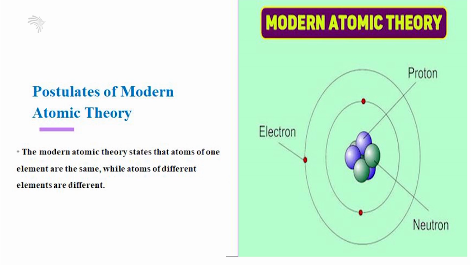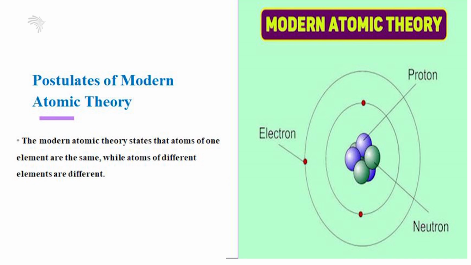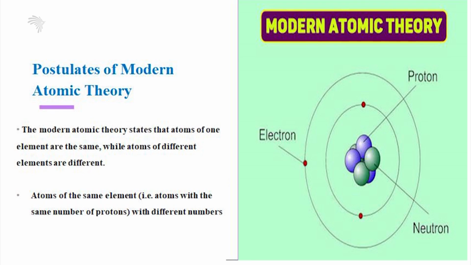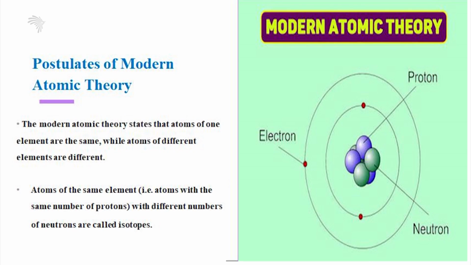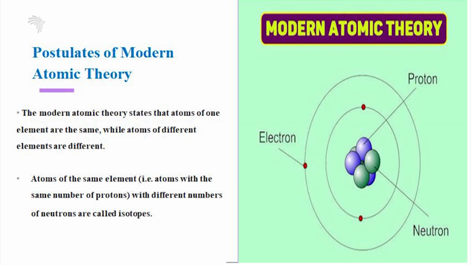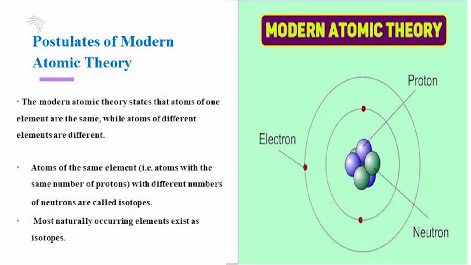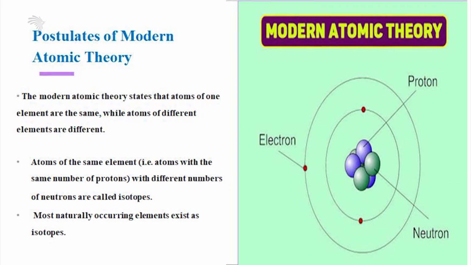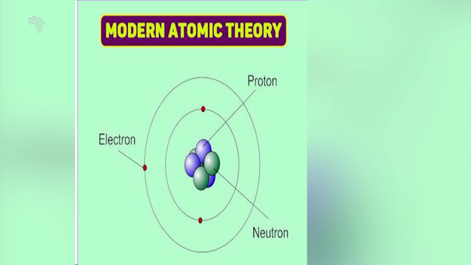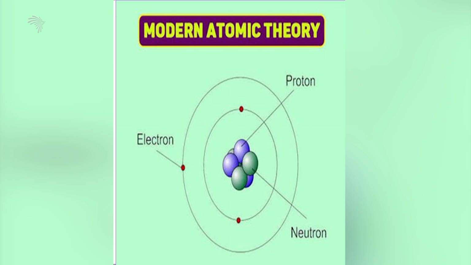The modern atomic theory states that atoms of one element are the same, while atoms of different elements are different. The second statement says atoms of the same element, meaning atoms with the same number of protons but different numbers of neutrons, are called isotopes. The other statement states most naturally occurring elements exist as isotopes. As we can see, the statements found in modern atomic theory are completely accepted in modern day chemistry.